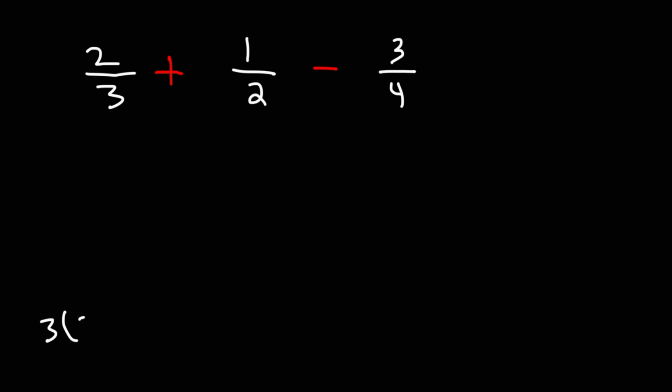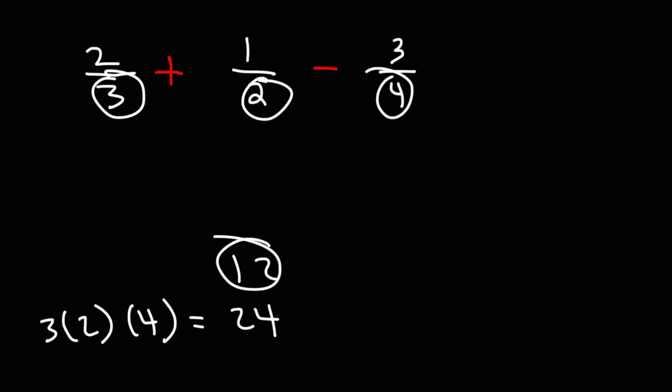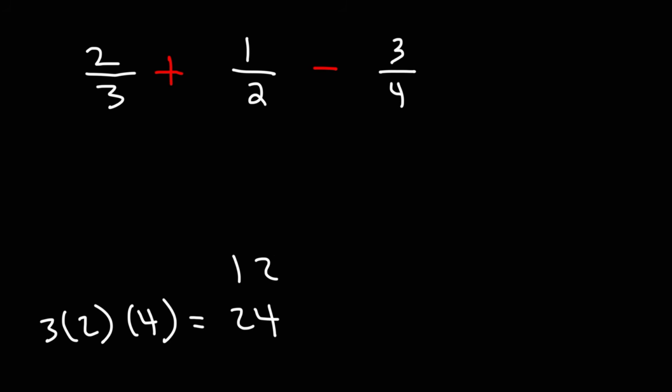If we multiply 3 by 2 and by 4, 3 times 2 is 6, 6 times 4 is 24. So 24 is a common multiple of these 3 numbers. It's not the lowest common multiple, but it is a multiple of those 3 numbers. The lowest common multiple, it turns out, is 12. 12 is divisible by 3, 2, and 4. So let's get a denominator of 12 for each of these 3 fractions.